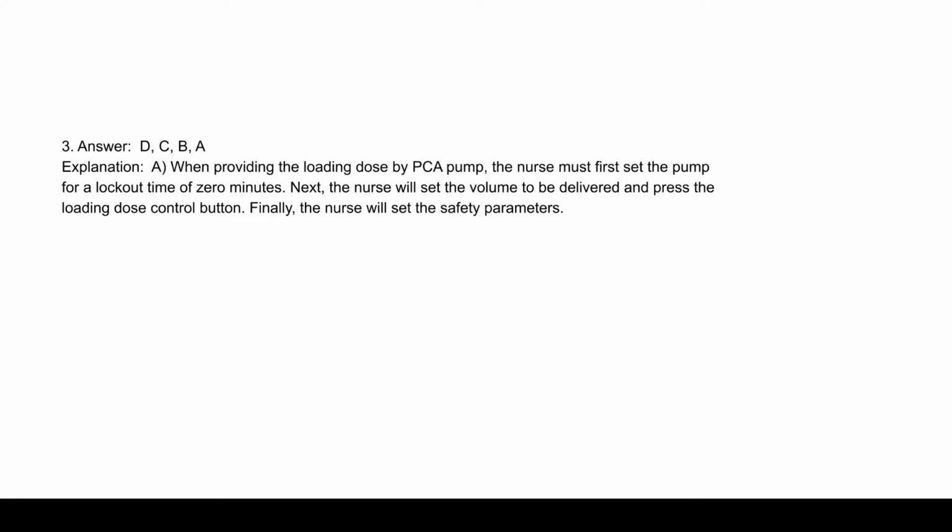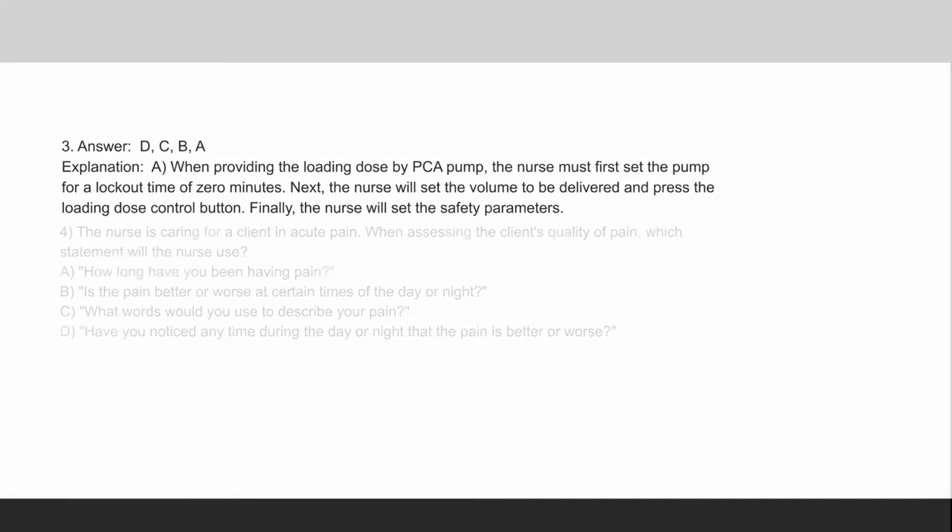When providing the loading dose by PCA pump, the nurse must first set the pump for a lockout time of 0 minutes. Next, the nurse will set the volume to be delivered and press the loading dose control button. Finally, the nurse will set the safety parameters.